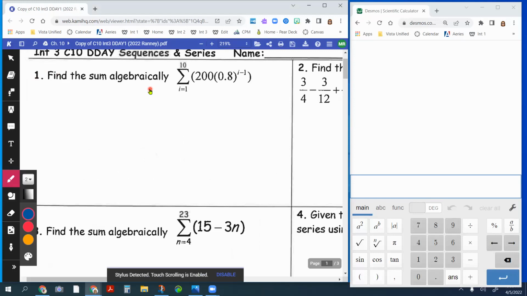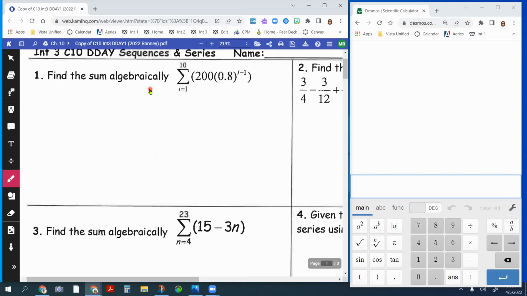And we are going to be summing from 1 to 10, the first 10 terms. So the formula for the sum is S sub n is equal to the first term, a sub 1, times the quantity 1 minus r, where r is what you're multiplying by, to the power n, where n is how many terms we're adding, all over 1 minus r.